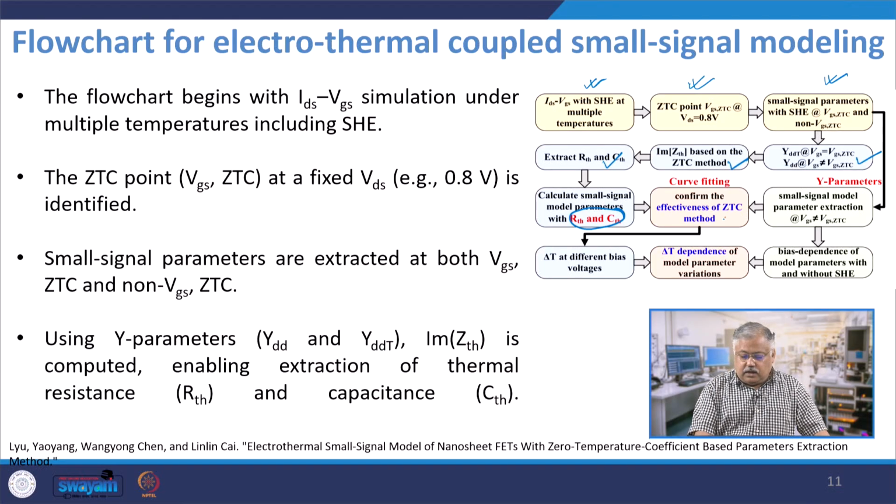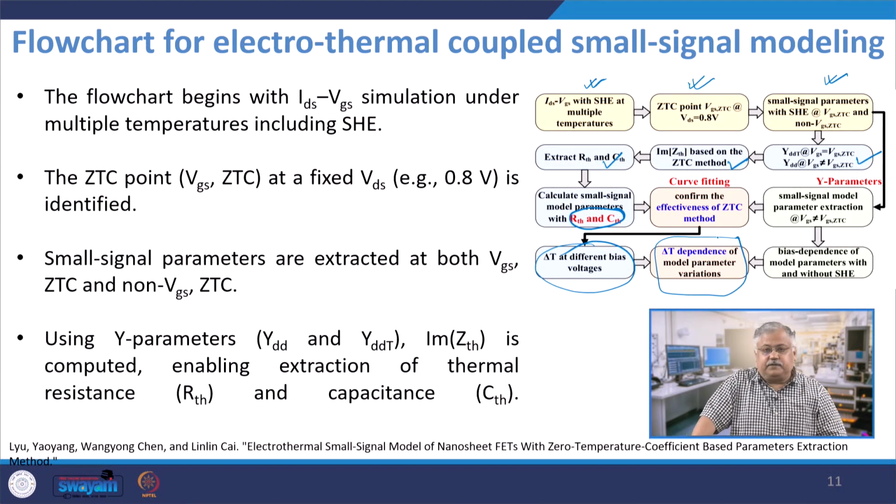When we do the curve fitting and we see that the ZTC model is fitting properly, we change the value of delta T at different gate biases, and then we finally find the variation of the model parameters with respect to delta T. So, this is the general scheme of things which most of the researchers follow when they do an electrothermal coupled small signal modeling, right? And we looked into bias dependent properties with self-heating effect and without self-heating effect, right? In both the cases, with self-heating and without self-heating, we try to extract the value of the various parameters which are available in the device structure itself.